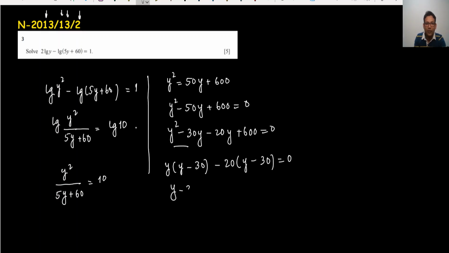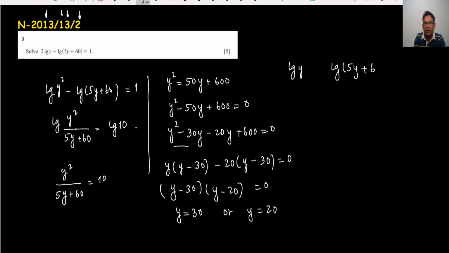So y minus 30 and y minus 20 equal to 0. So y equals 30 and y equals 20. One thing we have to check: here log y is okay because both are positive. When we do lg with 5 plus 60, all values are positive, so both are accepted. With lg there is no negative value, so we would have to reject a value if it were negative, but we have both positives. So we have done question number 2, 2013 variant 1 paper, variant 3 paper 1.